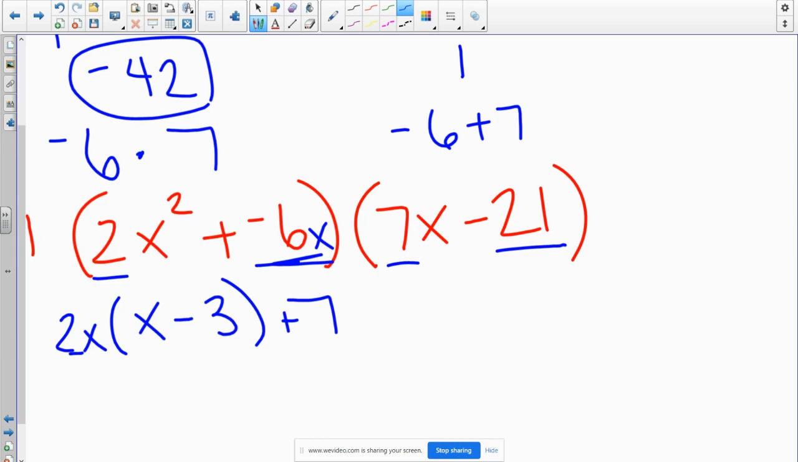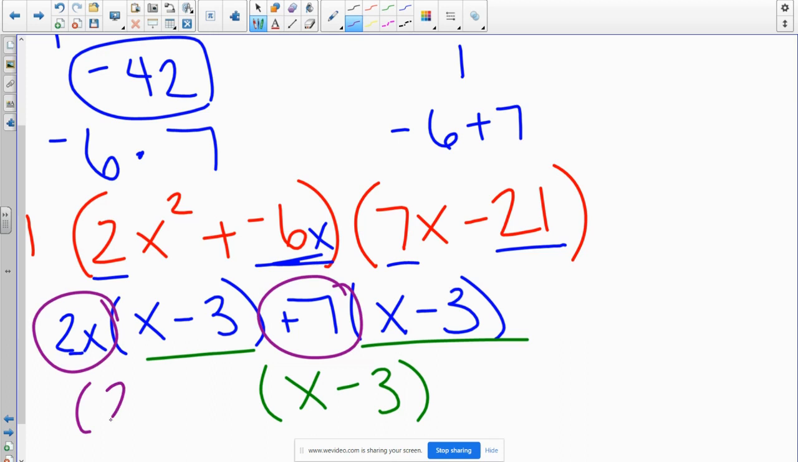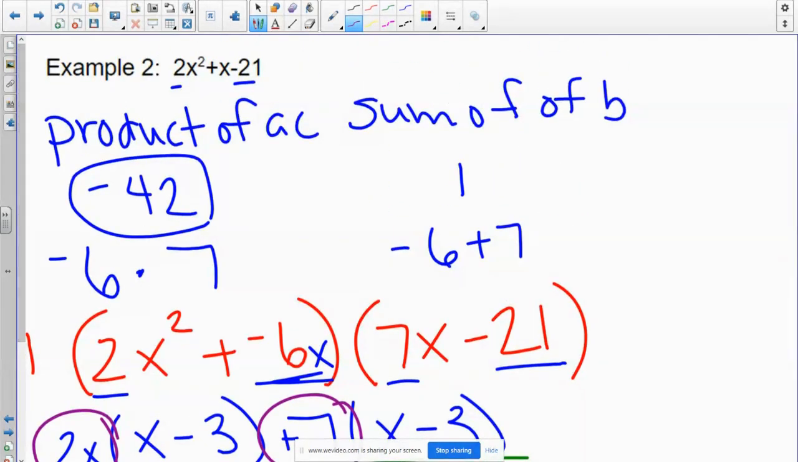It's positive there. So 7x divided by 7 leaves me with x. Negative 21 divided by 7 leaves me with negative 3, which again is a good sign because these two need to be the same. So one of my factors is x minus 3. And my other factor is the 2x and the positive 7. So those are the two binomials. Now remember, you can check those. It's a little easier visually to see, but you can multiply this binomial by this binomial, and I can promise you, you will get our original trinomial.